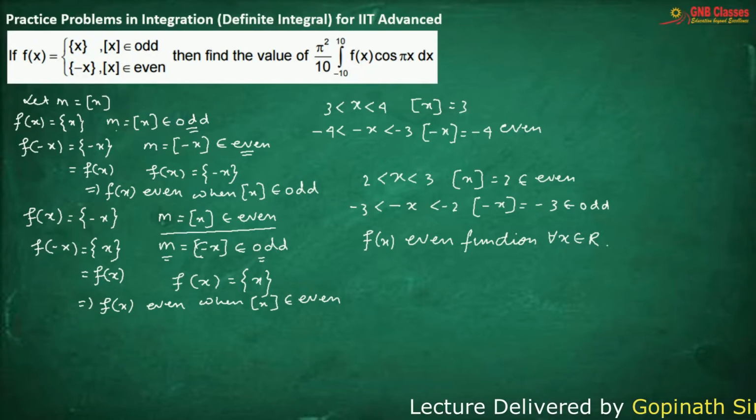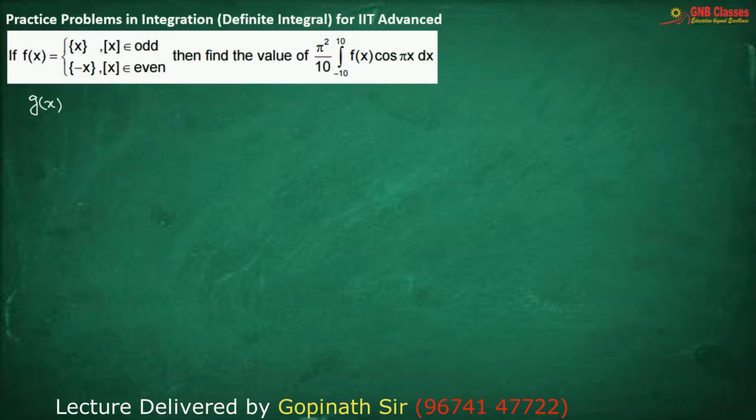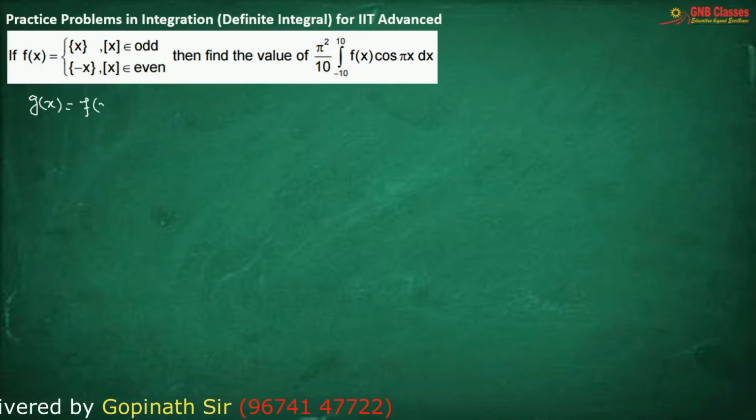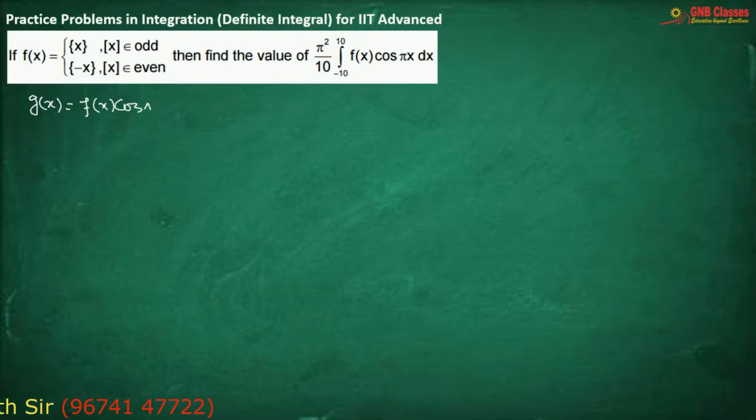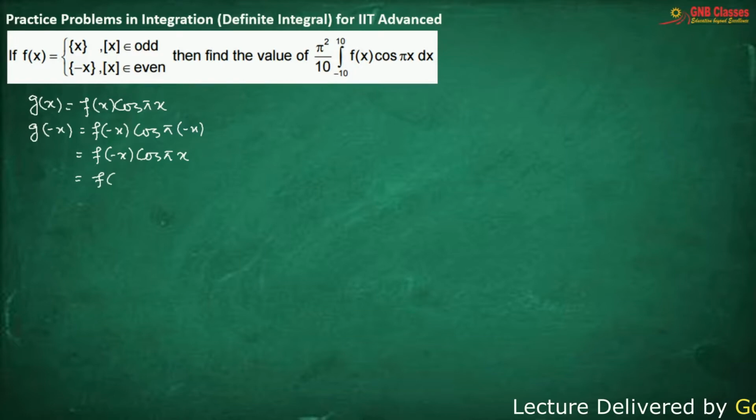Let me rub the workout. Now, let us say g(x) equals f(x) cos(pi x). Okay? So g(minus x) is f(minus x) cos(pi times minus x), which gives you f(minus x) cos(pi x). Now just now we have proved that f(x) is an even function, so f(minus x) can be replaced by f(x) only, right?